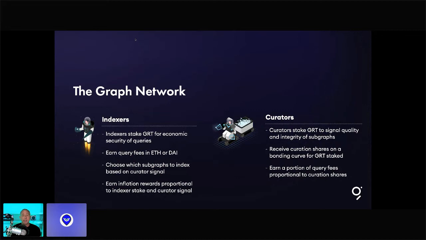You have curators that stake the Graph token to signal the quality of subgraphs that developers are deploying to these indexers. So if I see a subgraph that I think is going to be valuable, I can curate it, or put Graph token behind that subgraph, and I will receive a combination of curation shares as well as a portion of the query fees for the usage of that API.